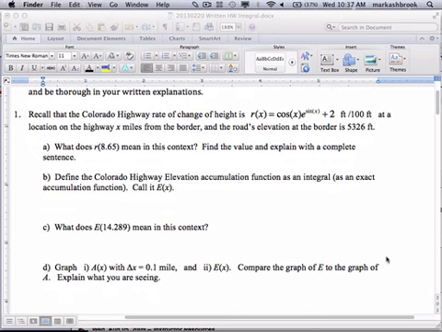So what is R of 8.65? Exact change of the height at 8.65. Adonijah, what is it? Oh, it's the rate of change of the height 8.65 miles from the start. Rate of change of the height or elevation, 8.65 miles from the border. Agree with that? Yeah, that's what it is. Okay, so now we want to define this elevation accumulation function as an integral.